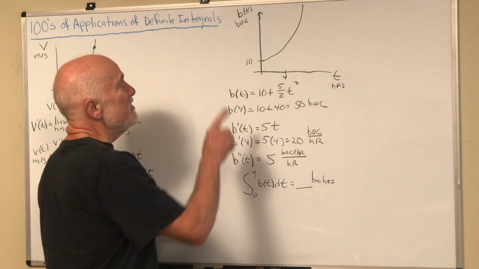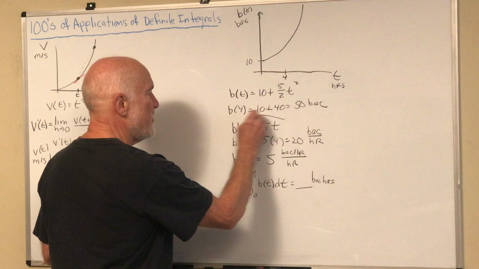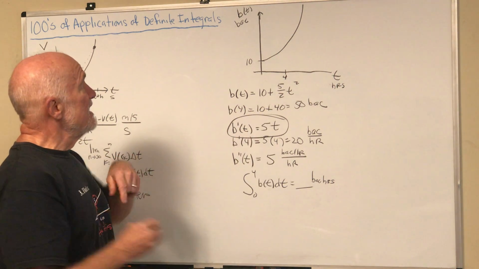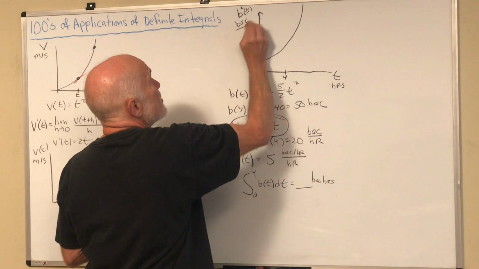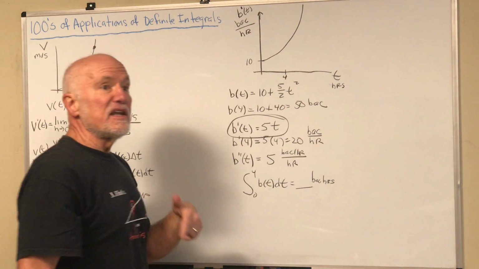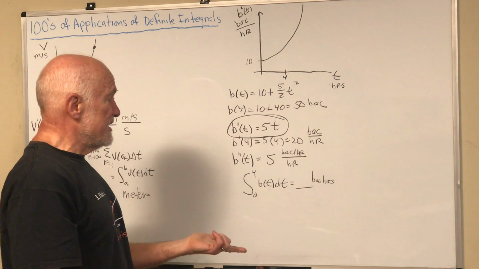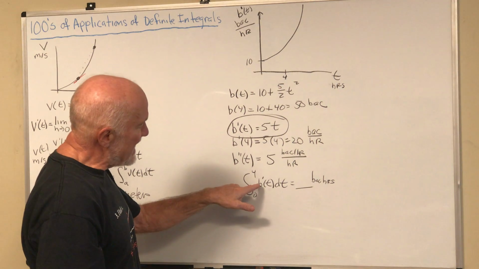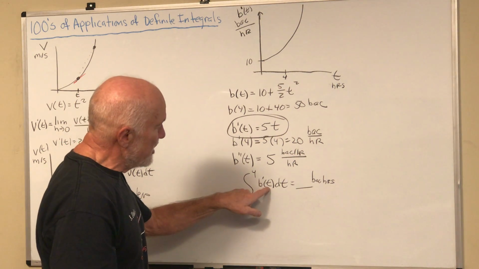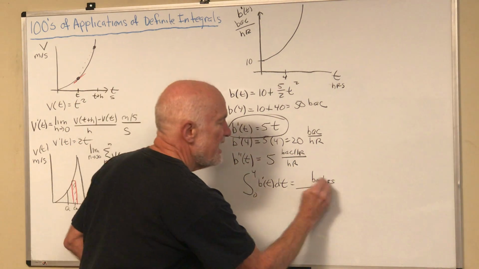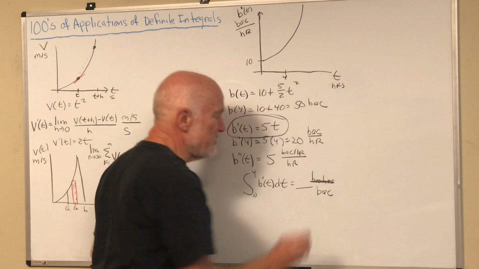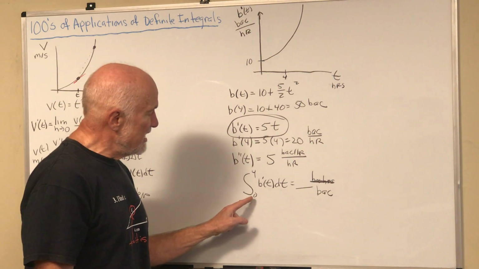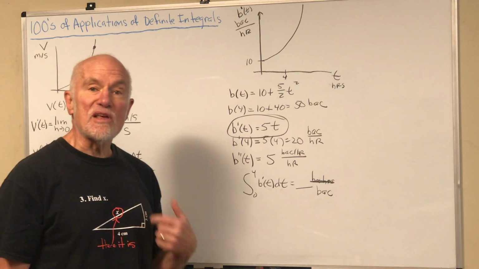Now, if the original function had been this, B prime of t is 5t, and this was in bacteria per hour, then would a definite integral be a good idea? Yes, because then what would you be doing? You'd be taking bacteria per hour and multiplying by hours, and you get the number of bacteria that had grown between time 0 and time 4. And that might be something you really want.